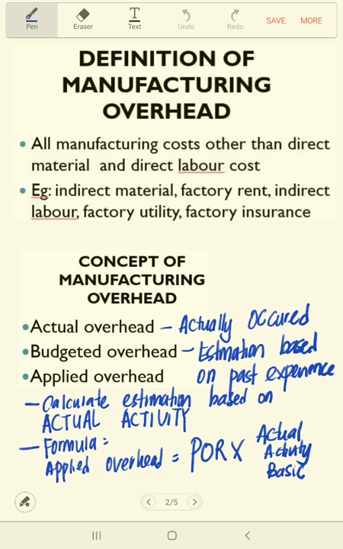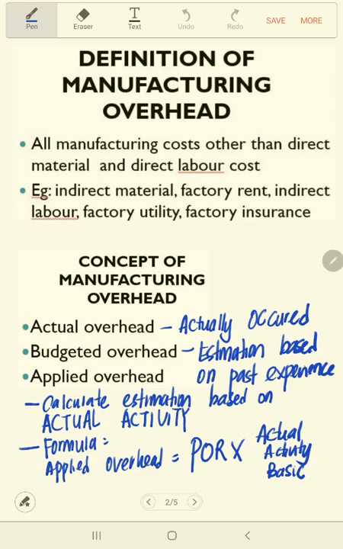Concept of MO, we have three types of MO: actual MO, budgeted MO, and applied MO. Actual MO is overhead that actually occurs. Example, utility fee. At the end of the month, we will have our utility bill. At that moment, this is called actual overhead because we already received the bill, and this is our actual MO that we need to make the payment for.